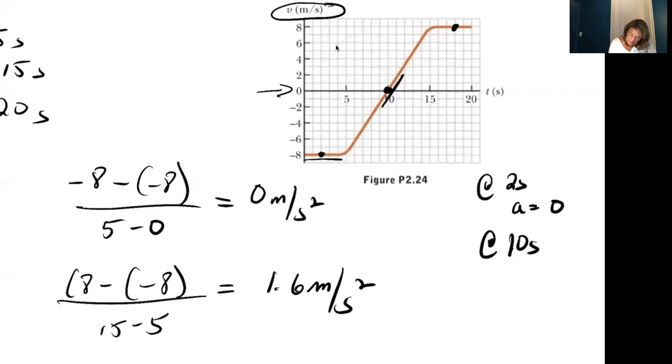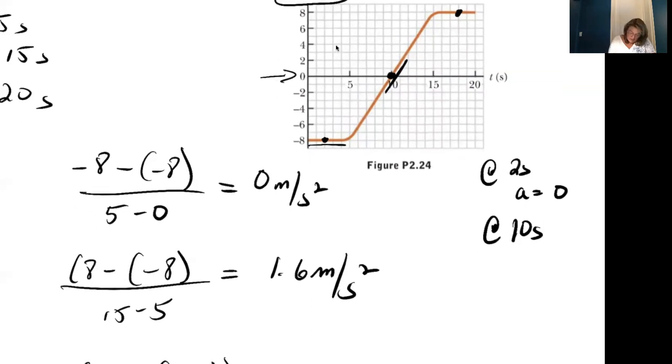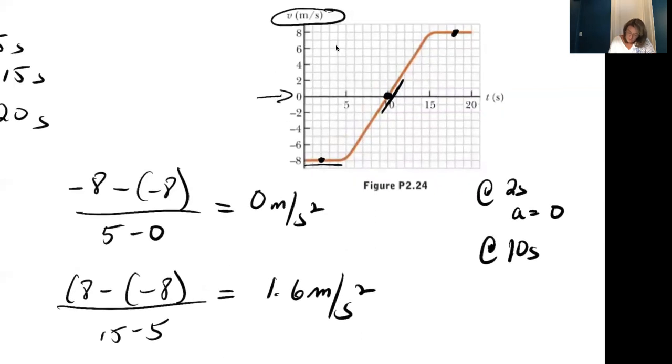Well, if I draw a tangent line, it's essentially parallel. Anywhere on that section of curve, that acceleration is exactly the same thing, which I believe we found to be 1.6 meters per second squared. Okay, so that was the acceleration at 10 seconds, 1.6. And notice it's positive, right? Okay, that entire time it's positive.